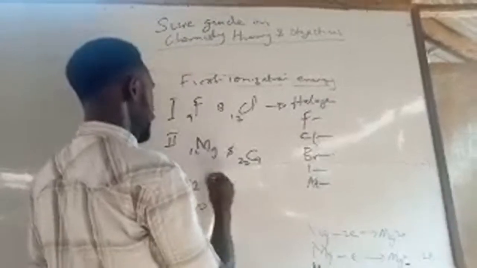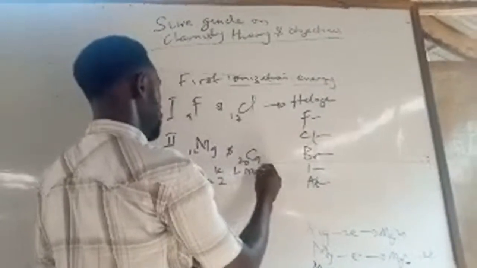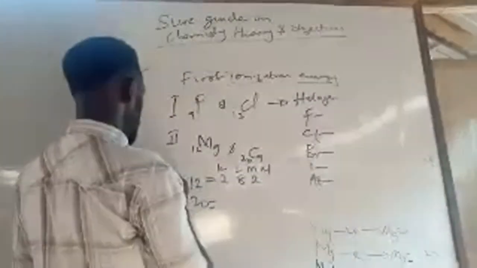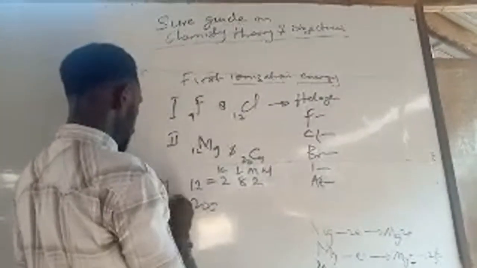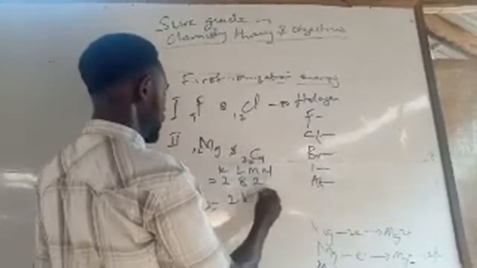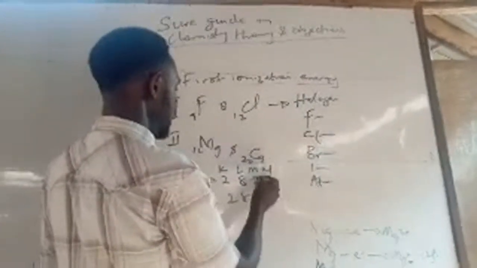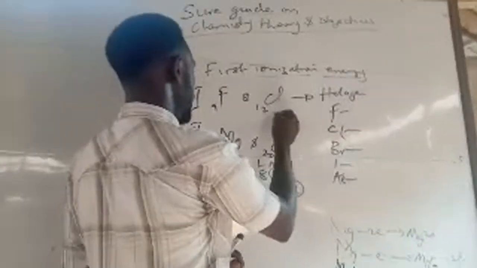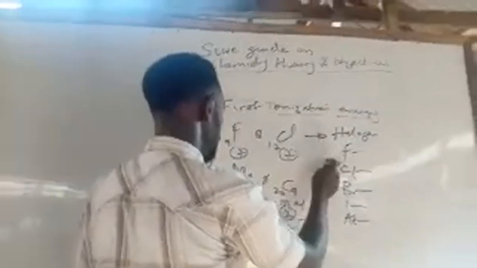So you have K, L, M, N: 2, 8, 2. Then calcium is 2, 8, 8, 2. What matters is that the last shell is 2. The same thing applies here. Their last shell is 7 and they belong to group 7.